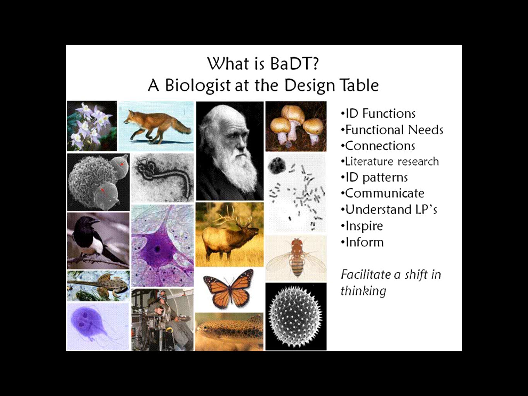They need the ability to conduct biological literature research and identify patterns. Ability to communicate biologically accurate information in a meaningful way to a diverse group of non-biologists in speech and in writing. They need to understand life's principles and their implications for sustainability. They have to have a talent for inspiring and informing audiences about biomimicry through case studies, and a capacity to facilitate a shift in thinking that is needed for sustainability.